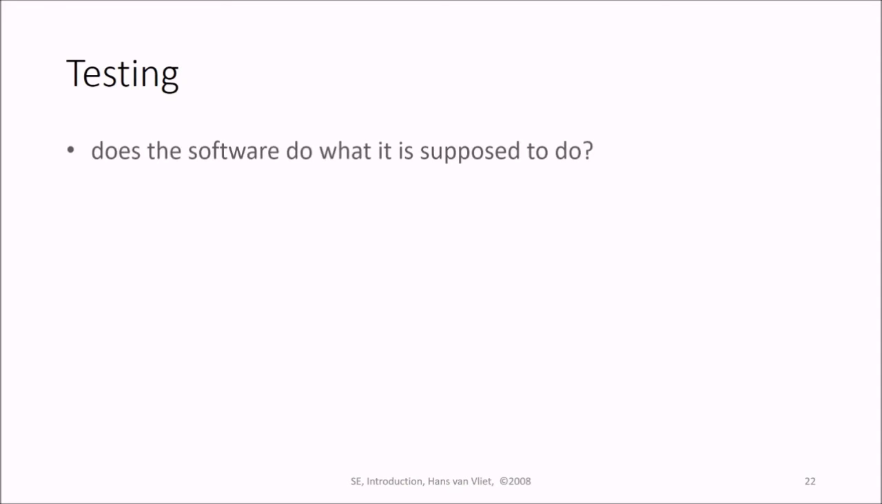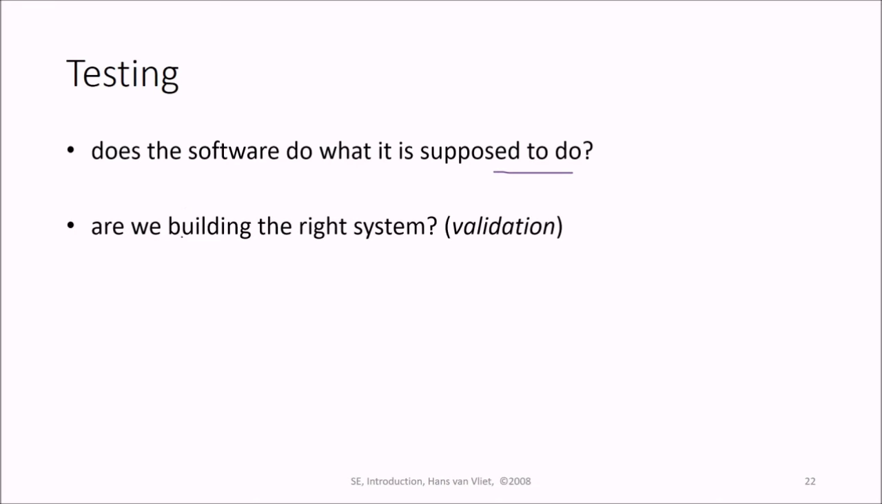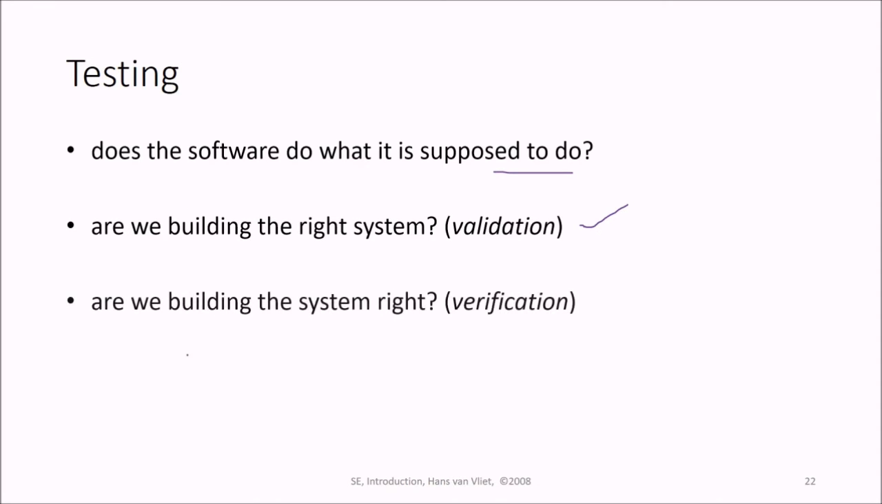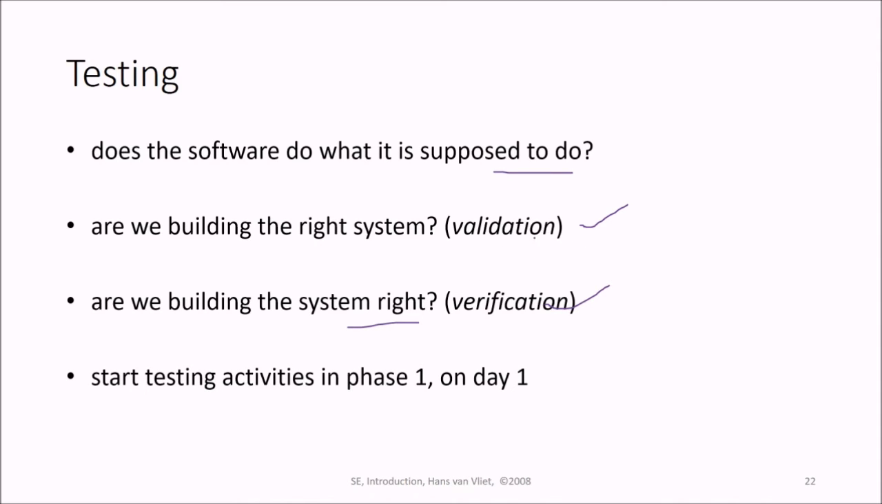Then we come to the testing phase. Does the software do what it's supposed to do? We verify, we validate. So are we building the right system? This is validation. Are we building the system right? That is verification. Validation is with respect to the requirement engineering you have done, and verification is with respect to the different phases which we have checked. That is, are you making the thing right? Not the right thing, because the right thing is covered under validation. So start your testing activities in phase 1 on day 1. So testing can be started right from the first step.